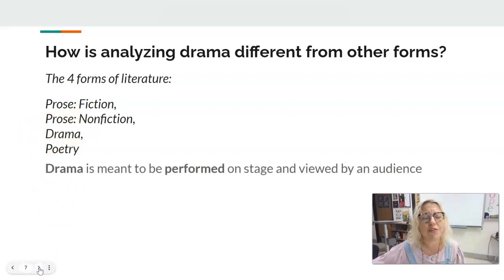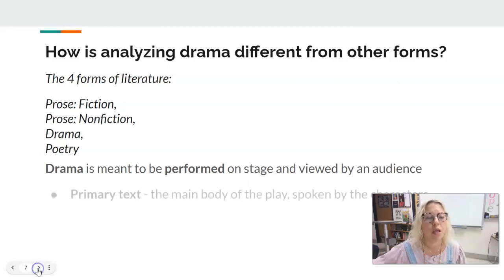How's drama a little bit different? The key is that it is performed. And so we always have to add a layer of imagination when we analyze drama, because we have to imagine what it would be like to be an audience member watching this being performed. And especially when it's ancient Greek tragedy, then we have to imagine what it would be like to be an Athenian in 5th century BC watching this performed.